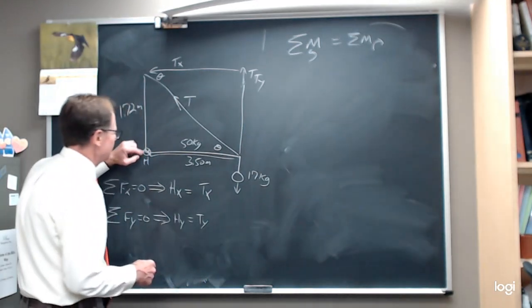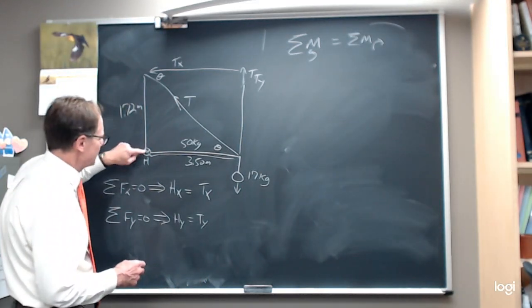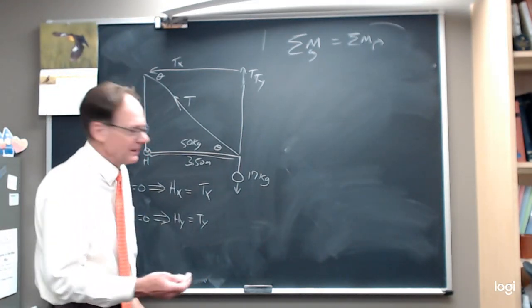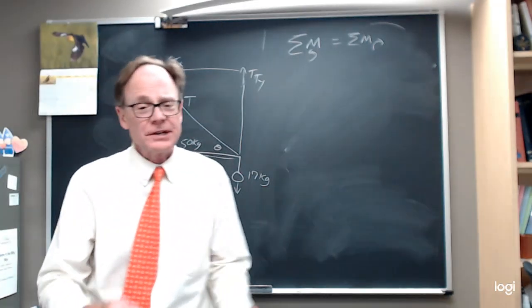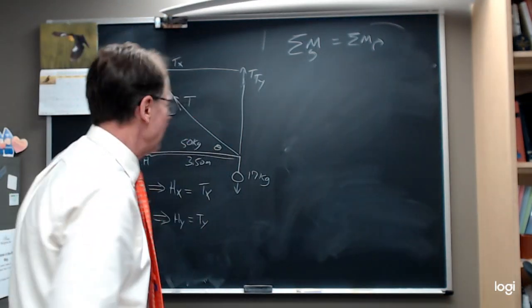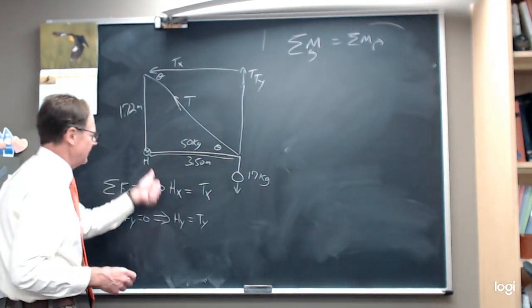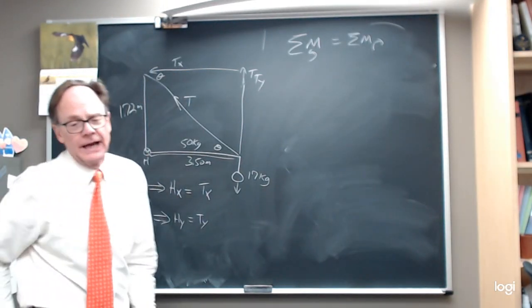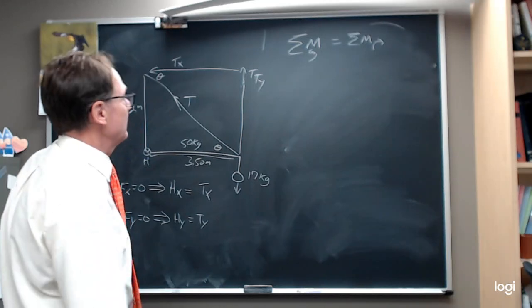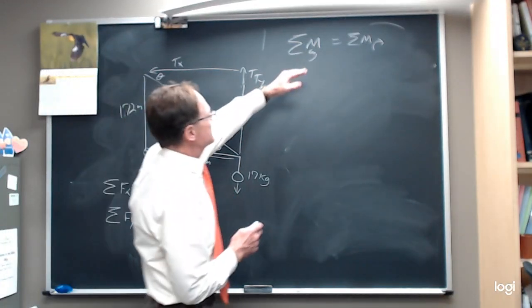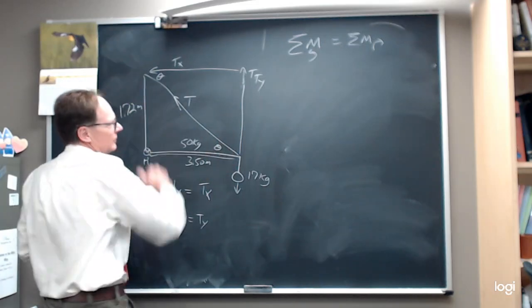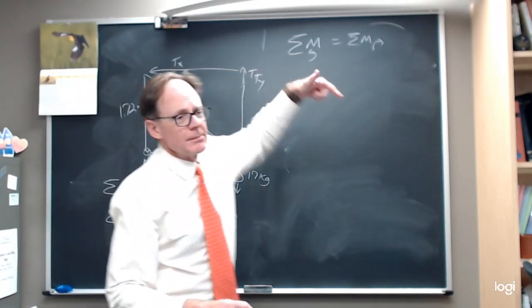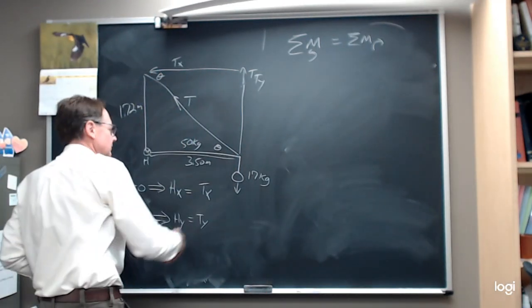We're going to calculate the sum of the moments around this point. We could pick any point we wanted, but we want to get rid of those hinge forces because we're not interested. We're asking the question, what's the tension in the cable? We'd like to stay away from these hinge forces if we don't need to know them. And so we're going to see if we can get away with that. So then we want to say the sum of the moments that tend to cause counterclockwise rotations are going to be equal to the sum of the moments that cause clockwise rotation.